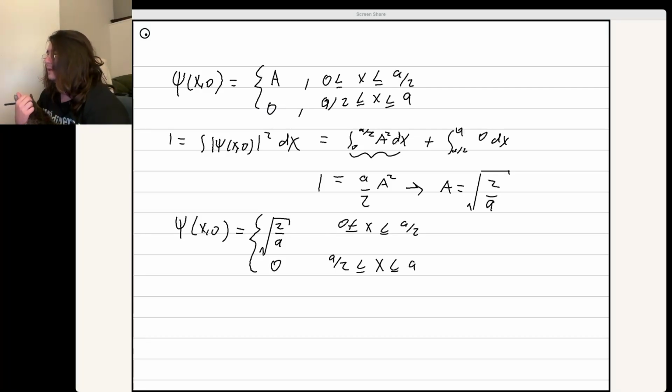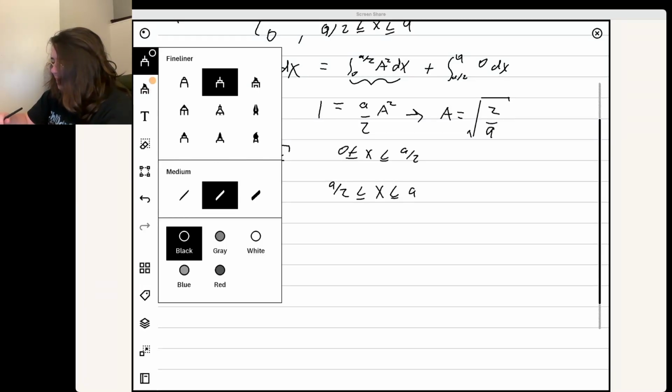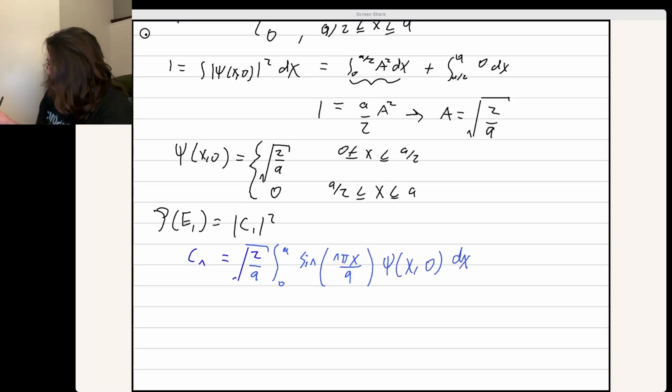Okay. And then to get the probability that we find it in the first energy state, we just have to find the constant C1 from the definition of the states of the particle of the box, with the general formula to find Cn being Cn equals root 2 over a times the integral from 0 to a sine n pi x over a times psi x0 dx, right?